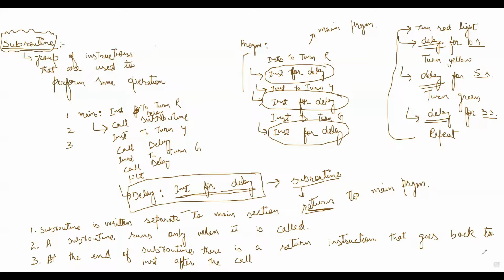Okay, so let me write it again here. So what is there in the subroutine? First, we have to write the subroutine. Second, we have to call the subroutine. And third, we have to return from the subroutine. Okay, so let me write it in greater detail.